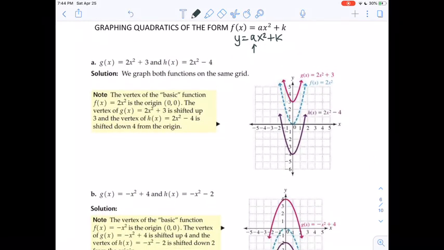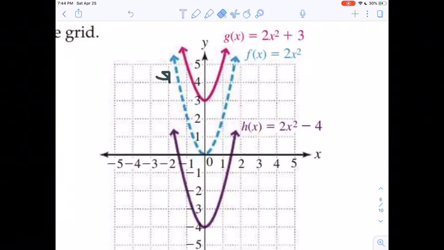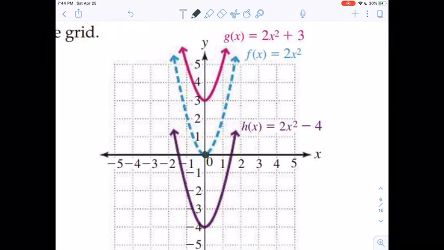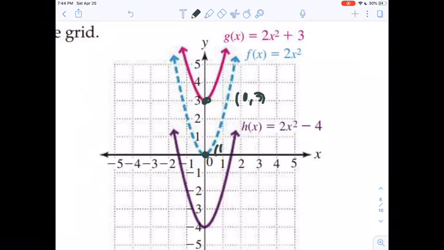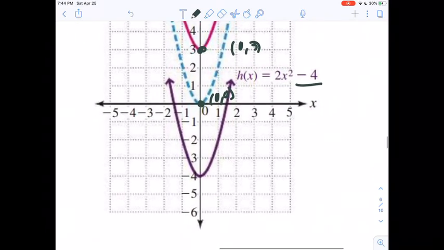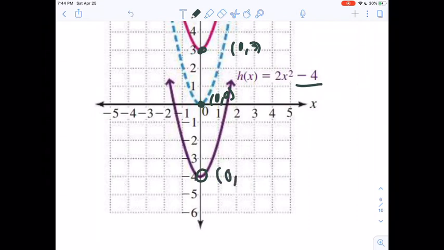In this example, they're graphing 2x squared plus 3 and 2x squared minus 4. So 2x squared is their basic function, their base function, starting at 0, 0 as its vertex. Notice what happens when we add 3 to that basic function. Here's my base function in the dotted line. If I add 3 to that, notice where the vertex is. The vertex is now at 0, 3, and it was at 0, 0. Notice what happens when I subtract 4 from it. Now it's at 0, negative 4.